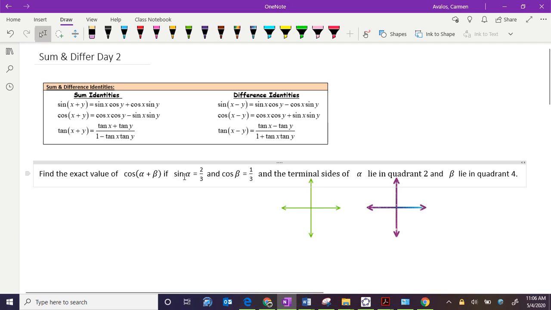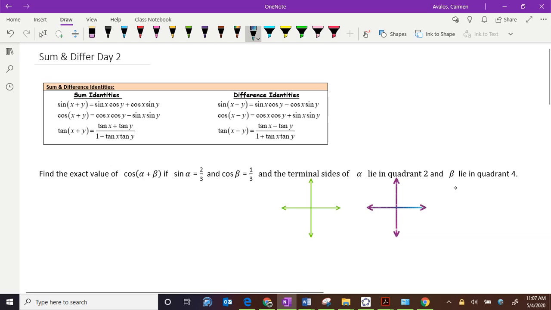They're giving us the sine of one angle alpha and another angle beta. And we know from chapter 6 that sine is going to be opposite over hypotenuse and cosine is going to be adjacent over hypotenuse. And they're telling us that alpha lies in quadrant 2 and beta lies in quadrant 4. That makes sense because sine is positive in quadrant 2, and cosine is also positive in quadrant 4. So that all matches up, and we're good.